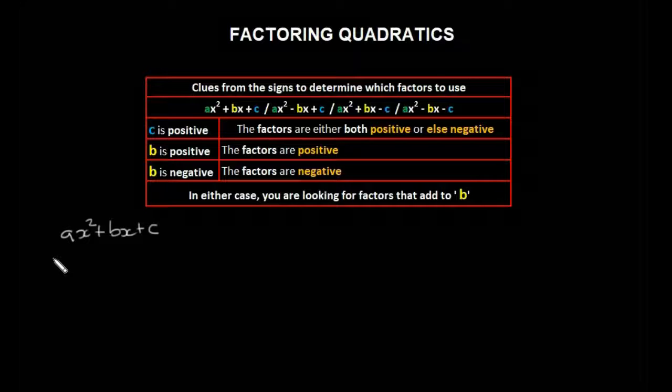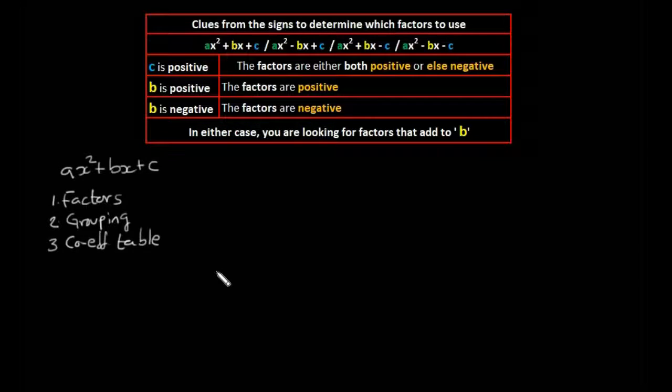Method 1 is by factors. Method 2 is by grouping. And method 3 is by the use of coefficients table. In this video, we are going to look at the first method, which is by factors.